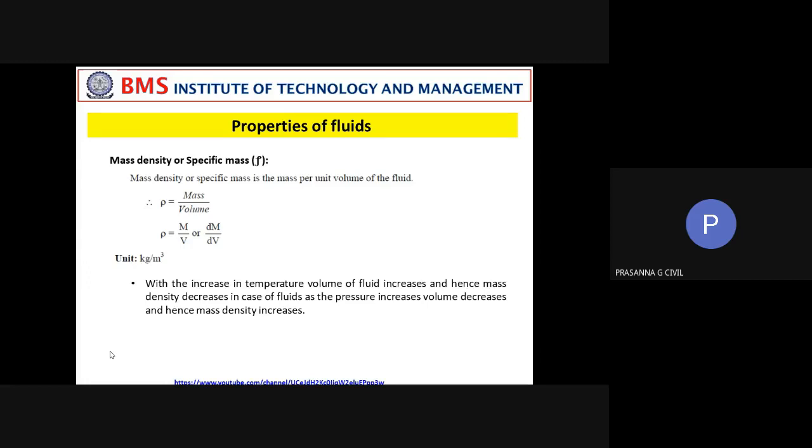The property of density is also influenced by other factors. Here we are showing the influence of temperature and pressure. So what happens? When temperature increases, volume increases. When volume increases, the density decreases. Whereas when pressure increases, volume decreases, and because volume is in the denominator, density will increase. So this is the property for mass density or density of a substance, which is given by the unit kg per meter cube.